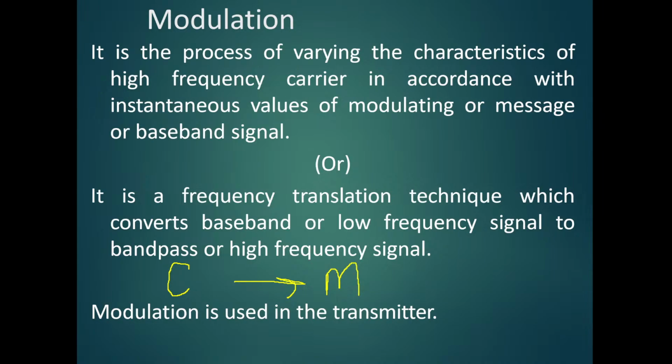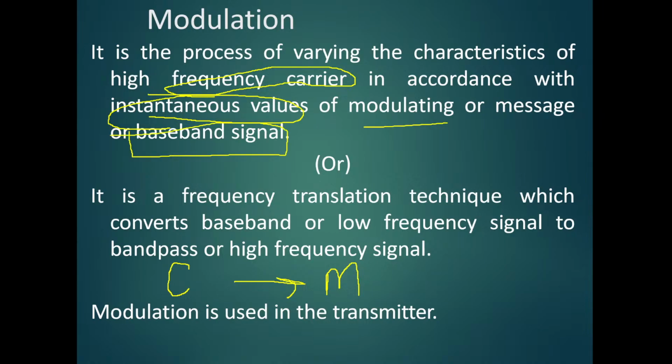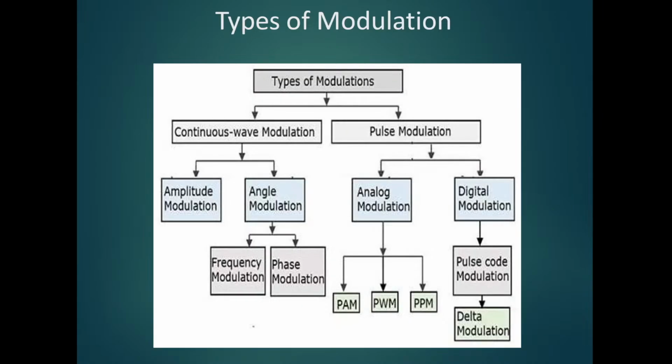It is basically the process by which some characteristics of a high frequency carrier is changed according to the instantaneous value of the baseband signal, message signal, or the modulating signal. Sometimes the message signal is called the modulating signal, or sometimes the modulating signal is also called the baseband signal. This is a silly mistake that some students make while solving questions in the exam. Now next, these are the different types of modulation that we are going to study.